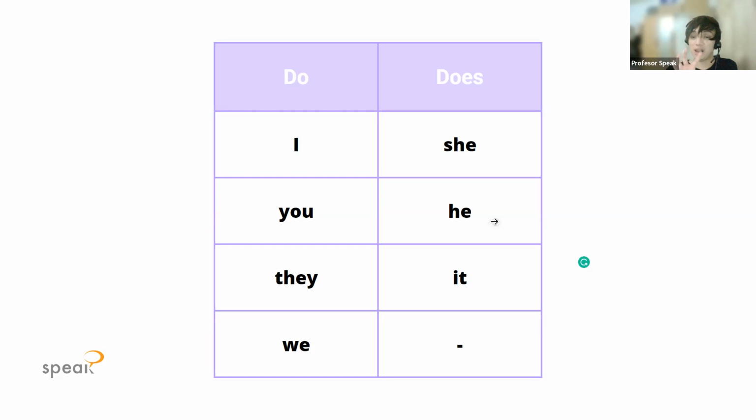Okay. Pay attention to this one because many of you got confused in this in the exam. I don't like coffee. She doesn't like coffee. You don't like coffee. He doesn't like coffee. They don't like coffee. It doesn't like coffee. We don't like coffee.